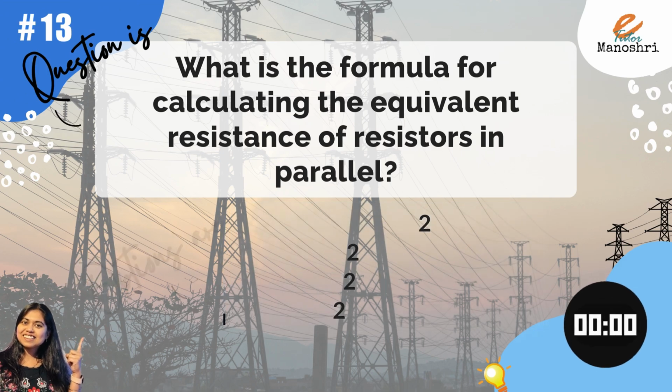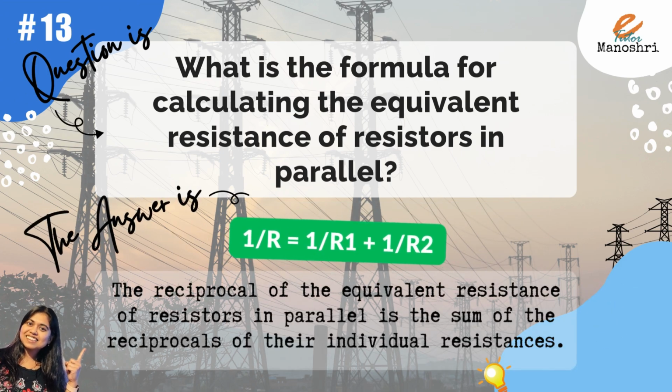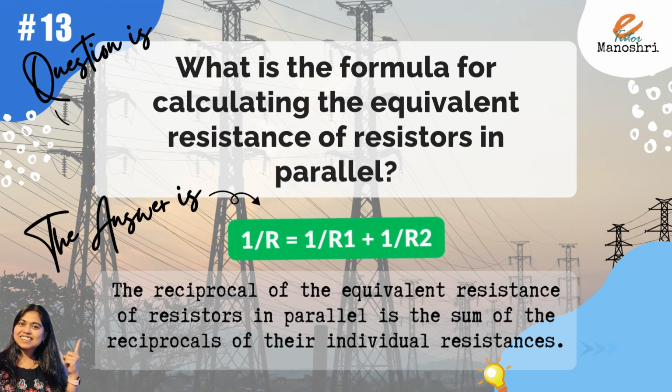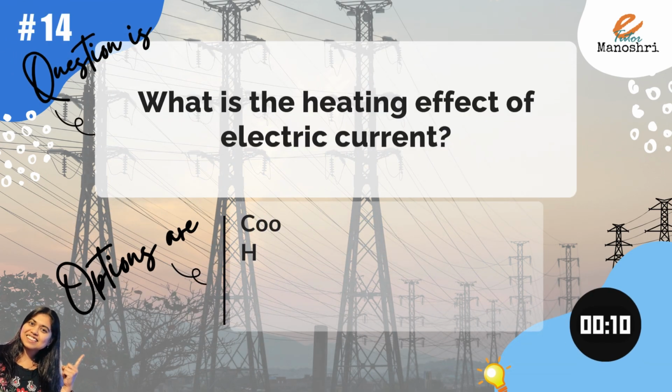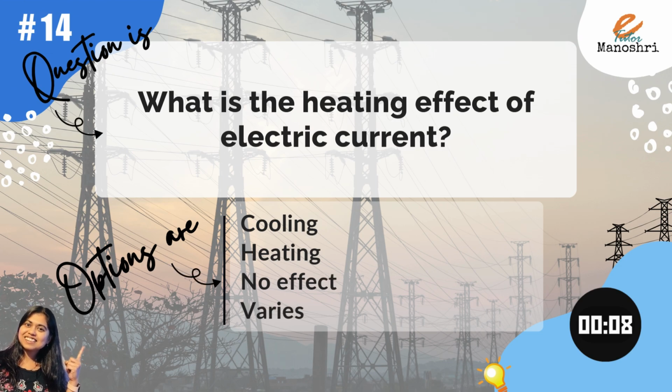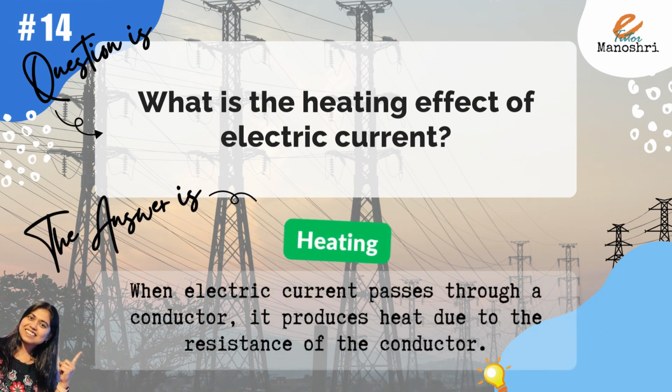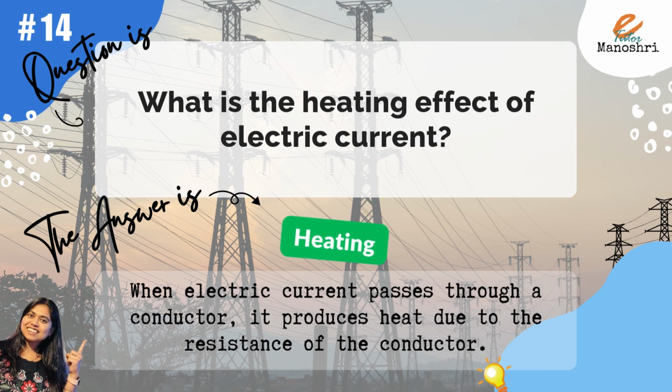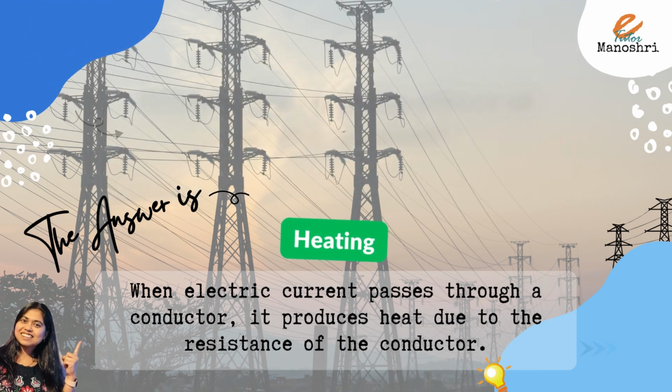The reciprocal of the equivalent resistance of resistors in parallel is the sum of the reciprocals of their individual resistances. What is the heating effect of electric current? When electric current passes through a conductor, it produces heat due to the resistance of the conductor.